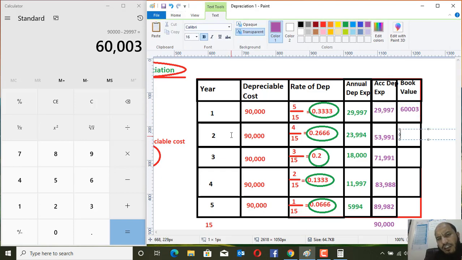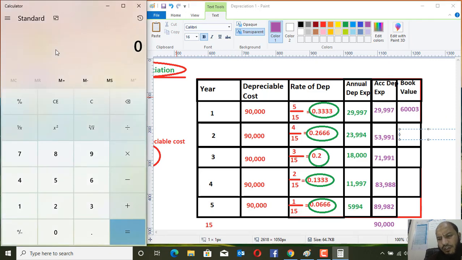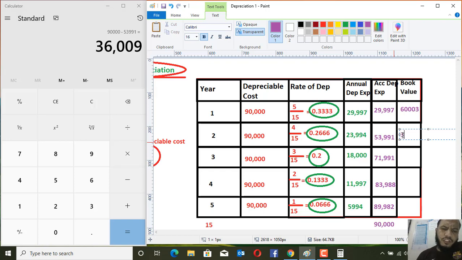Now what we will do, again we will have the same 90,000, and from that 90,000 we will deduct or minimize 53,991. So after 2 years the book value of the equipment becomes 36,009.